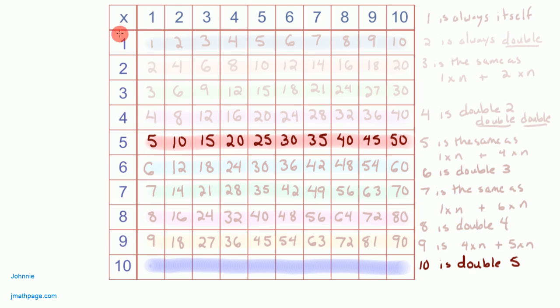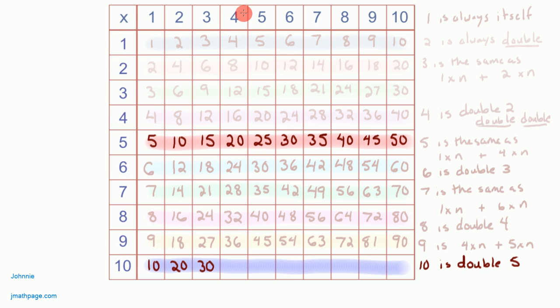10 times 1 is the same as 5 times 1 doubled. 5 and 5 more gives us 10. 10 times 2 is the same as 5 times 2 doubled. Double 10, 10 plus 10 is 20. You know the pattern of this already, but we'll go through it. 10 times 3 is the same as 15 doubled. 15 doubled is 30.